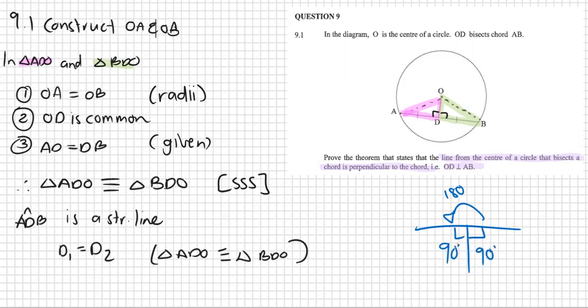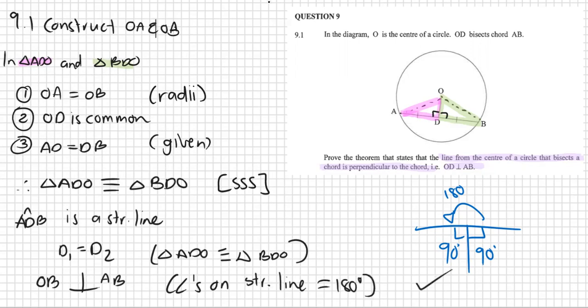Okay. So last part of the proof, because those 2 angles are 90 degrees, we can say that OD is perpendicular to AB. And that's because of angles on a straight line are equal to 180 degrees. You want to write it a bit faster, but that's your quick proof for this exam. Question 9.1.